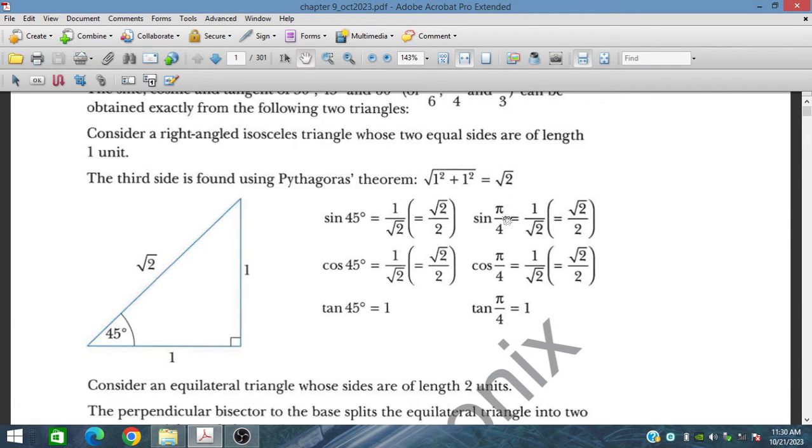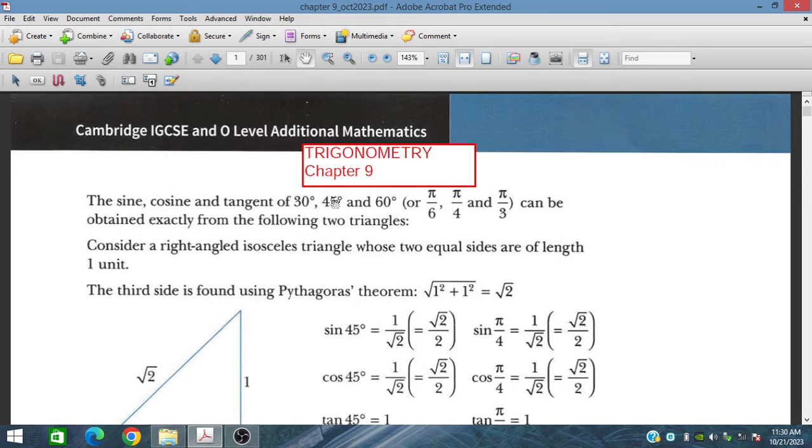So for 45 degrees, pi by 4, sine is 1 over under root 2, cosine is 1 over under root 2, and tangent 45 degrees is 1. So this is the simple case of 45 degree.